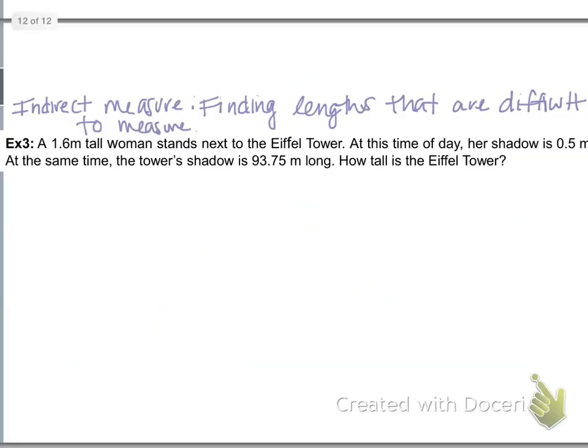Okay, so I have a 1.6 meter tall woman standing next to the Eiffel Tower. At this time of day, her shadow is 0.5 meters. At the same time, the tower's shadow is 93.75 meters. So draw a picture. When I give you one of these, please draw a picture. So if I have the Eiffel Tower right here, and here's my lady. She is 1.6 meters tall. Her shadow is 0.5 meters.